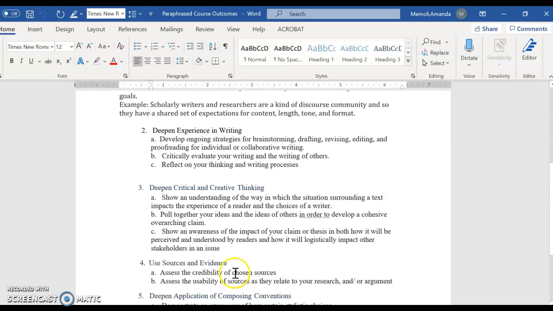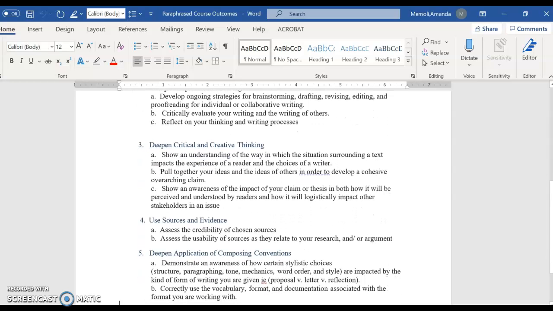I think this category really speaks for itself. I don't think I necessarily need to go into depth, but it has mostly to do with source evaluation, which we focused on as we were moving into A2.